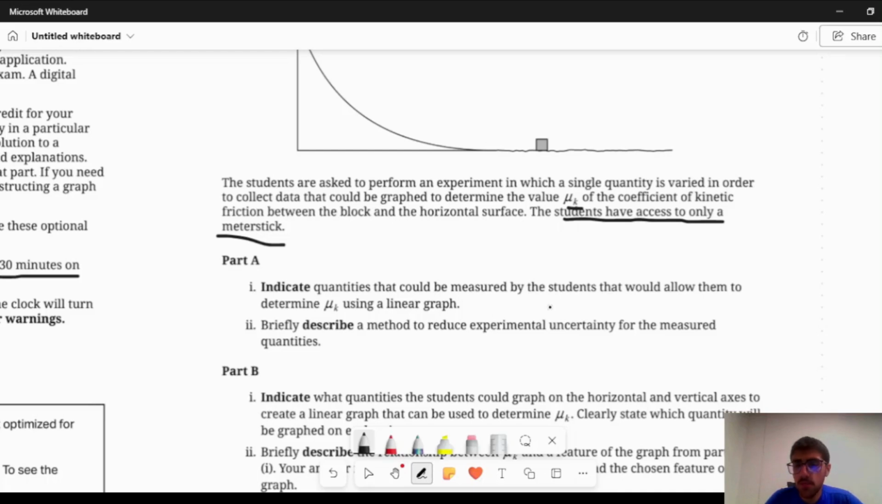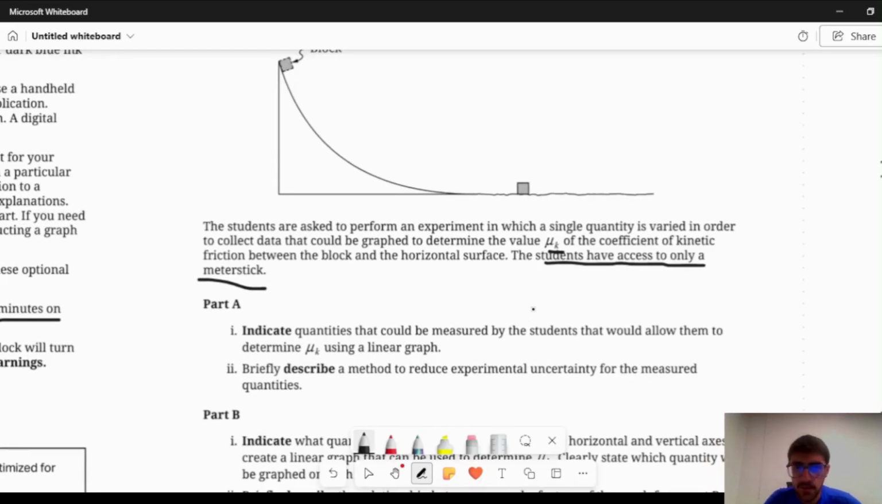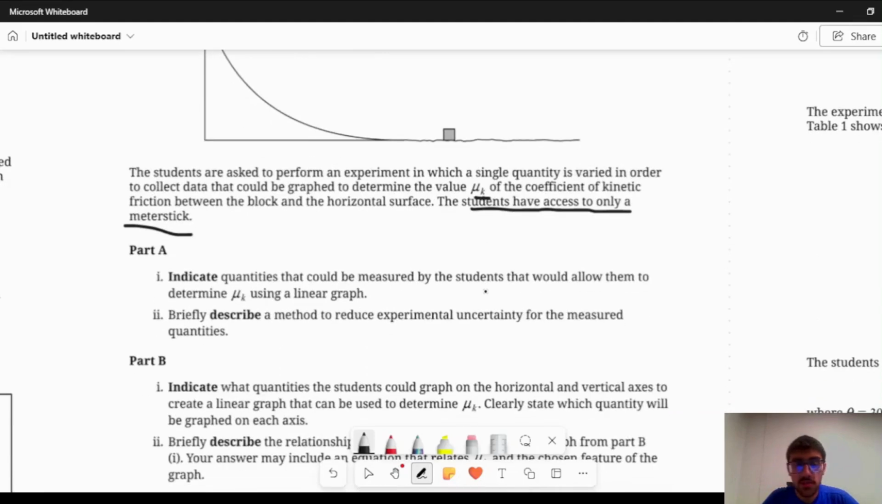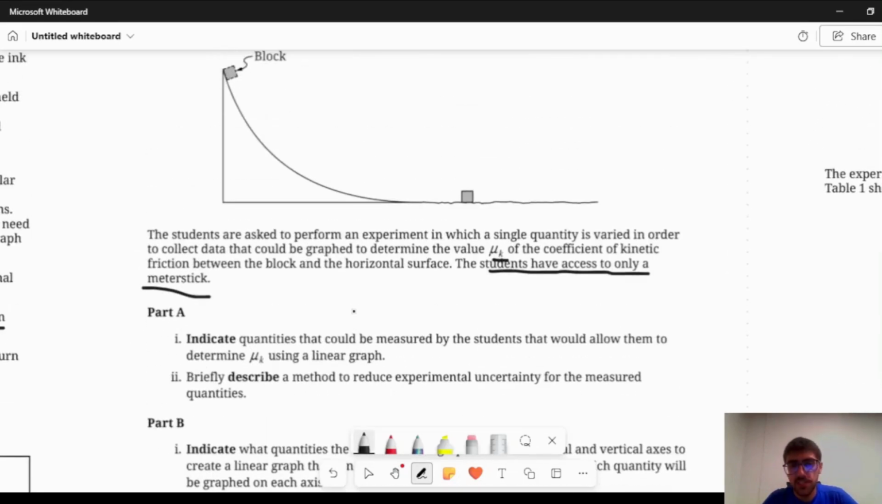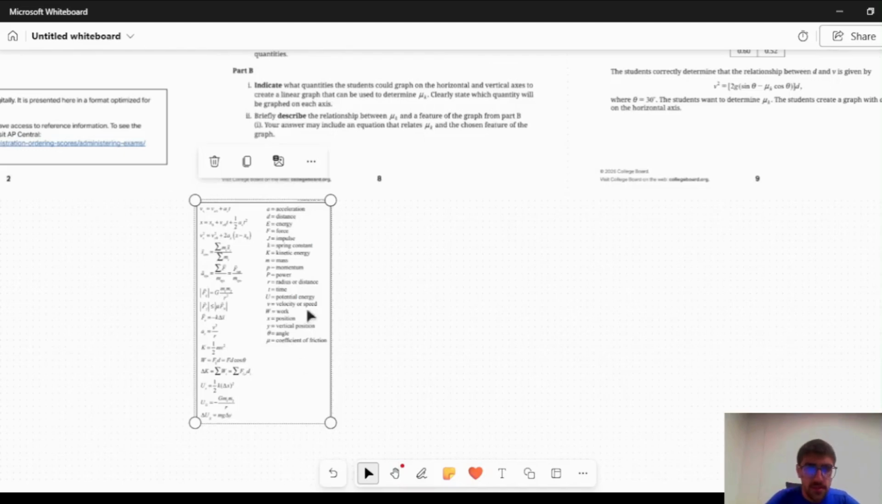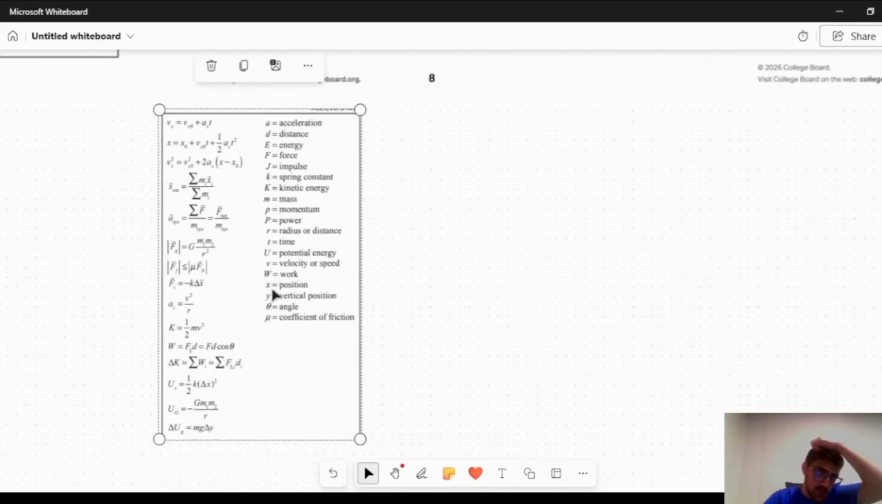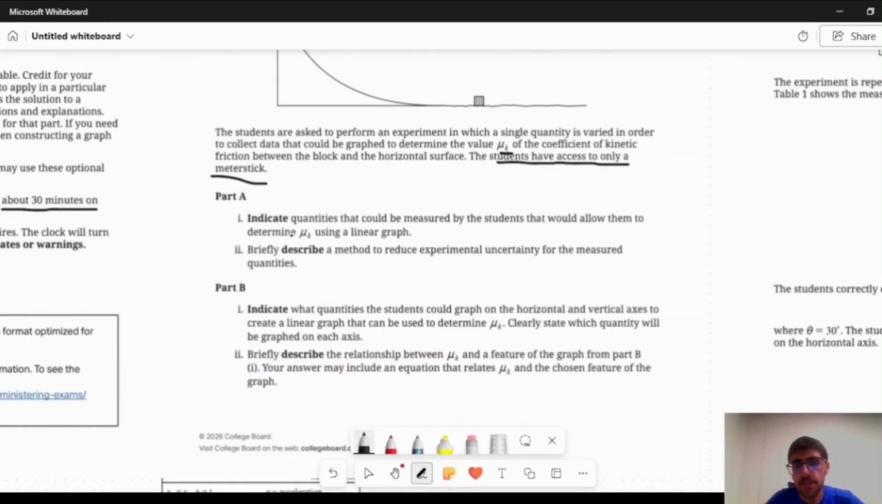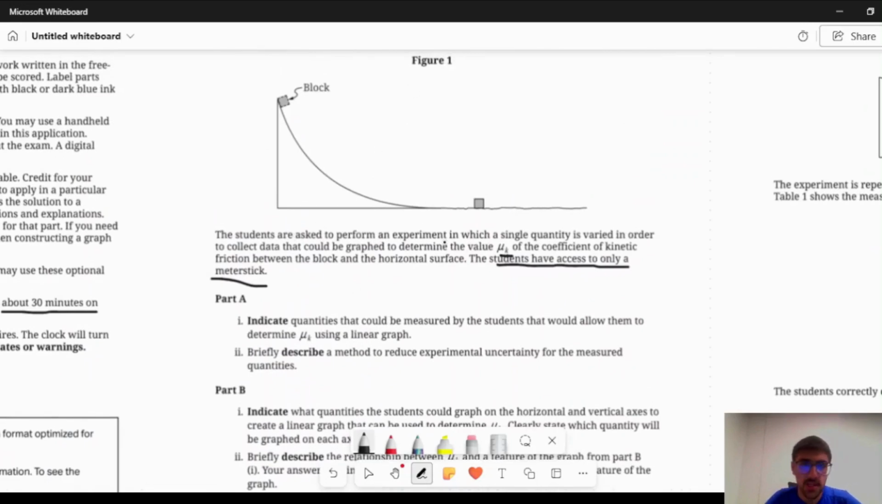If we want to know what's measured, first we have to make an equation, or else we have no idea what they're going to measure. We know they have a meter stick, so this is going to need a lot of work just to find a relationship for mu k. We can do this work off to the side. Give me a minute to get the equation sheet. Okay, this has everything we're going to need, and I'm going to manipulate the equations to find mu k related to something we can measure using this graph.